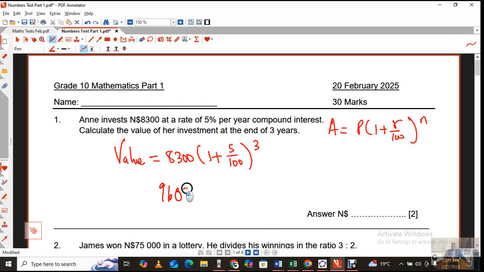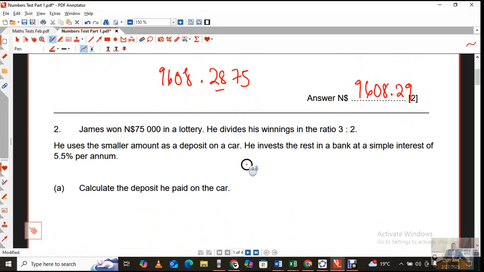So it's 9608.2875. Since it's money, I'd rather say let's put it to two decimal places. Anything rounded to three significant figures is fine, but since there are 100 cents in a dollar, I will give it to two decimal places. From three significant figures and upwards, the answer will be accepted.